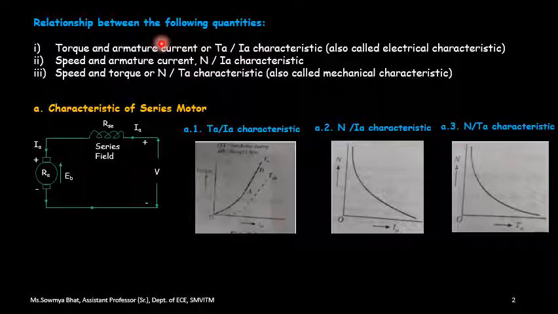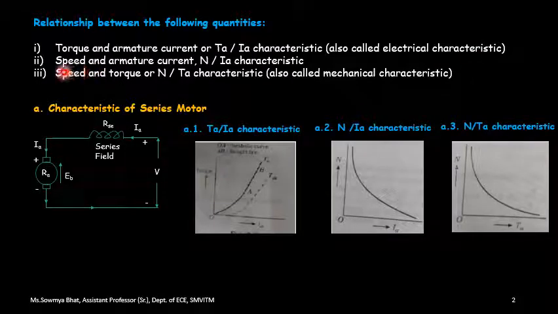Now in this particular relationship, we are going to study three distinct types of characteristics. One is torque versus armature current. Torque here means armature torque, so TA versus IA characteristic, which is also called the electrical characteristic.